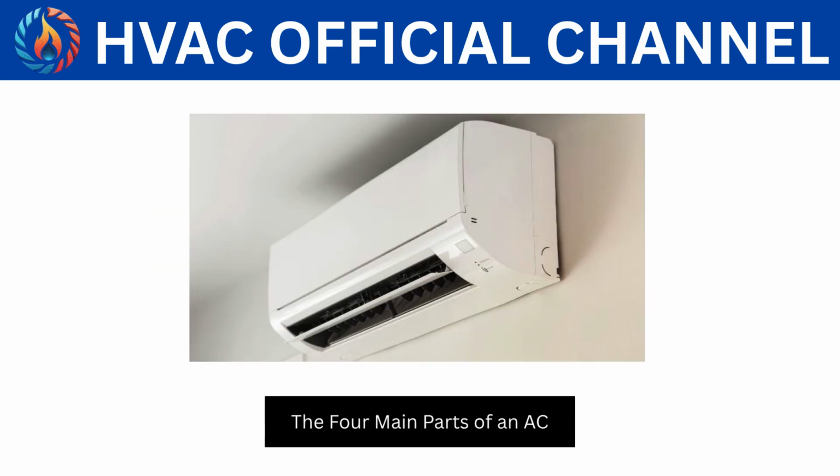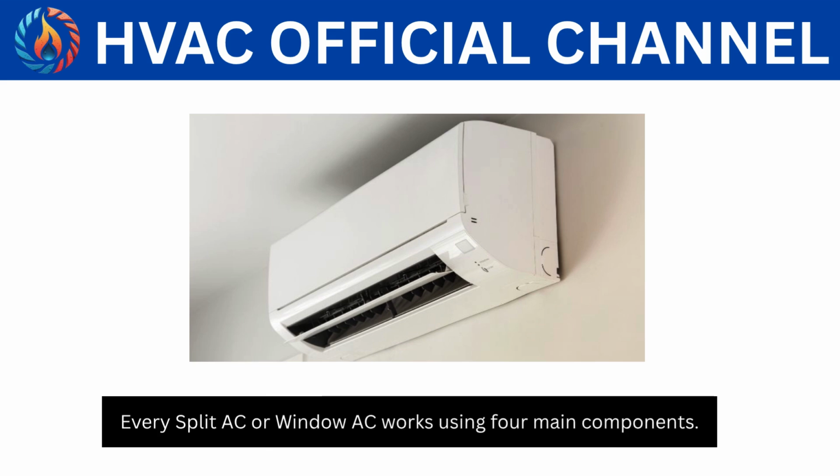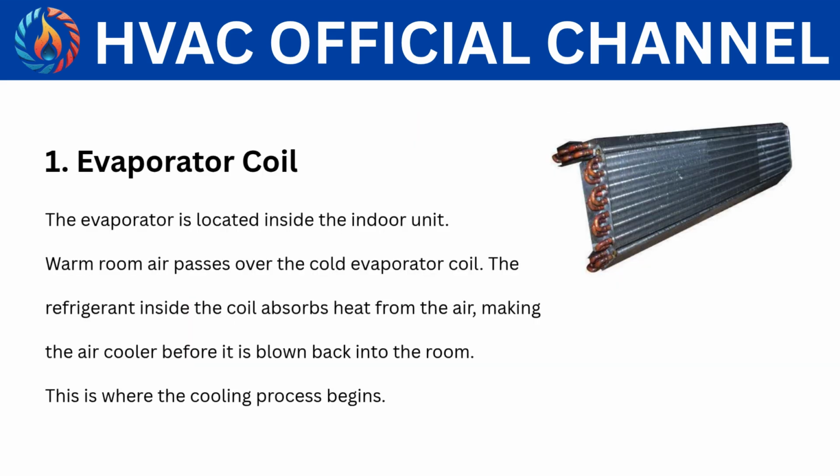The four main parts of an AC. Every split AC or window AC works using four main components. 1. Evaporator coil. The evaporator is located inside the indoor unit. Warm room air passes over the cold evaporator coil. The refrigerant inside the coil absorbs heat from the air, making the air cooler before it is blown back into the room. This is where the cooling process begins.